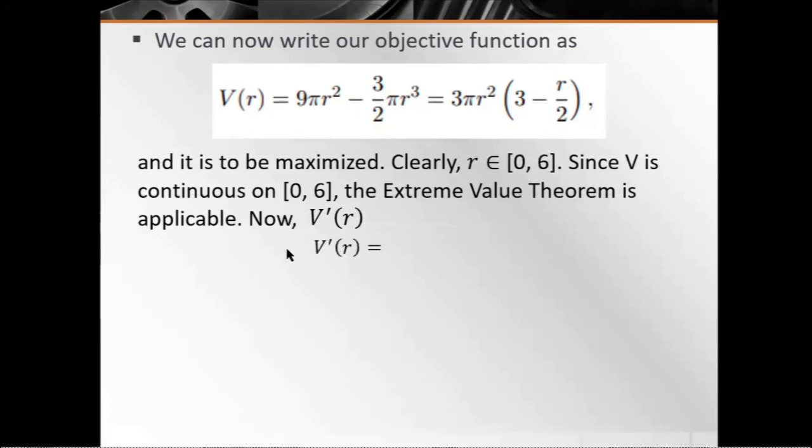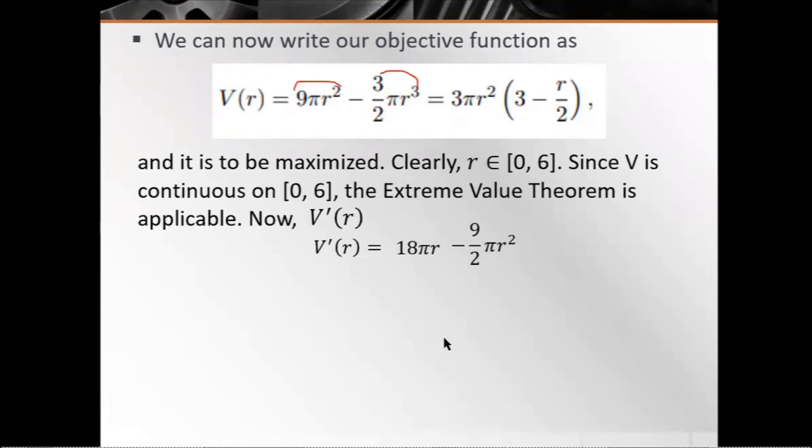So we have V prime of r. Okay, ito ang pagkuha natin ng derivative. So mangyayari dito ay 2 times 9, 18 pi r. Okay, so meron tayong 18 pi r. Then sunod naman ay 3 times 3, 9 over 2 pi r squared. So meron tayong negative 9 over 2 pi r squared.